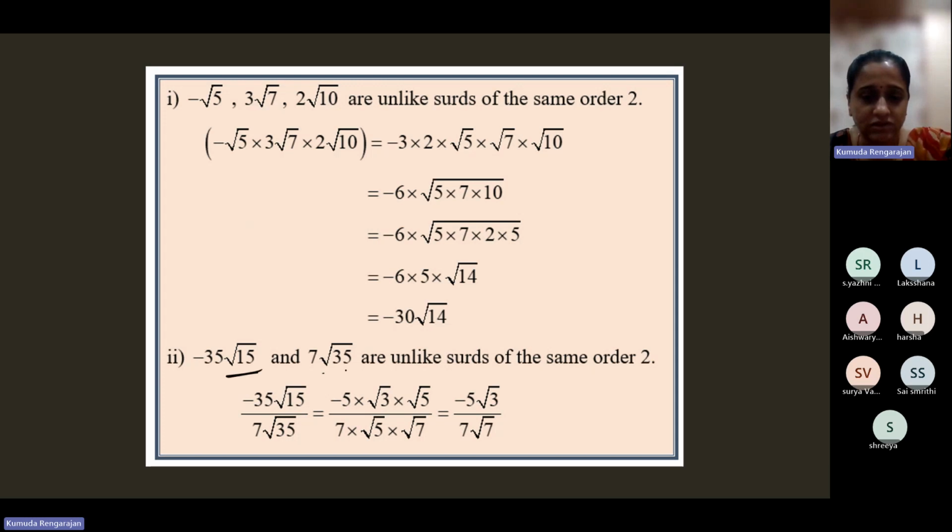Here also they are unlike surds, but of the same order too. They are unlike. The irrational factor is different: square root of 15, square root of 35. So you cannot add or subtract them. You can multiply or divide them.